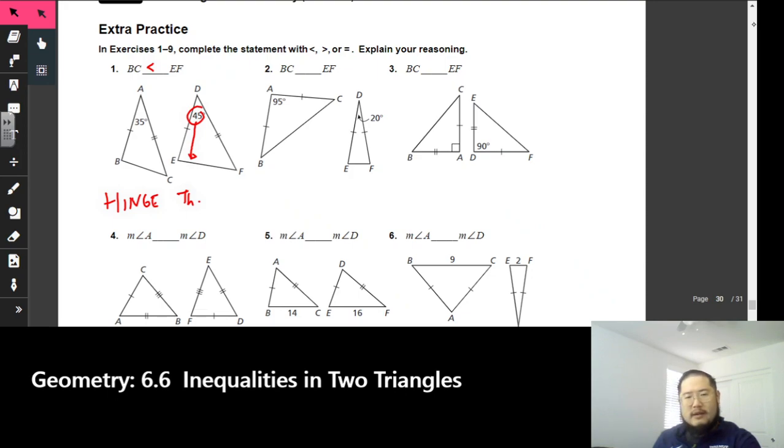All right, let's take a look at number 2. We've got two sides congruent in each triangle. Angle A is 95, angle D is 20. So we should be able to say that BC is greater than EF. And the reason for that is the hinge theorem once again.